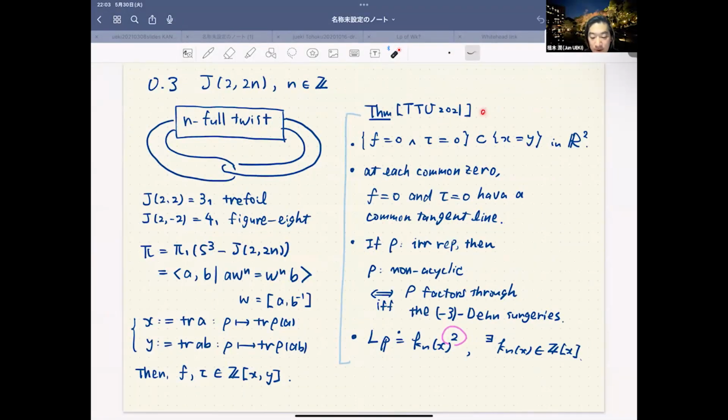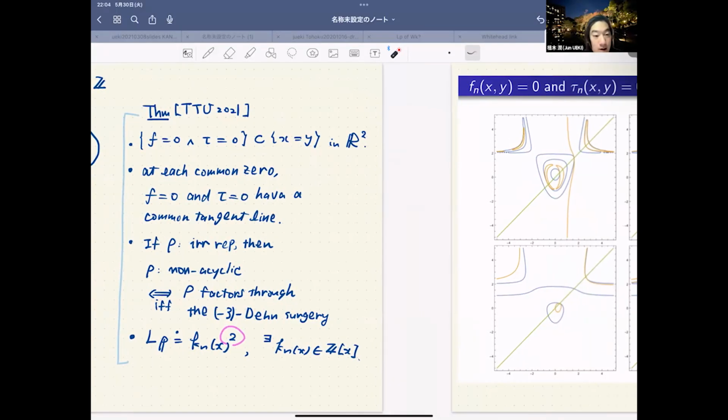And here is our previous result. The intersection of F equals 0 and tau equals 0 is contained in R2 and contained in the straight line x equals y. And at each common zero, these two curves have a common tangent line. If rho is a reducible representation, then it is non-acyclic if and only if the representation factors through the -3 surgery, the -3/n surgery. And as a corollary of this fact, we have that the L function is given by the square of some polynomial.